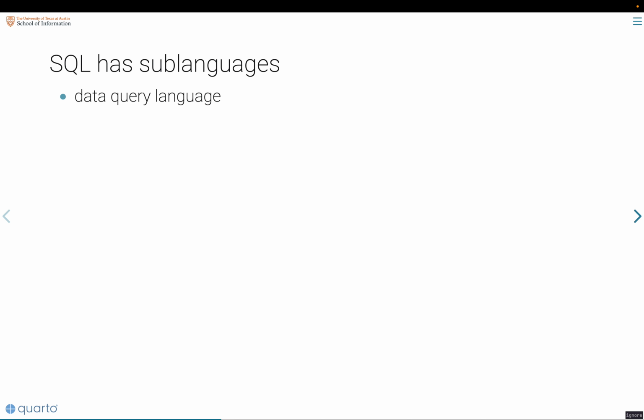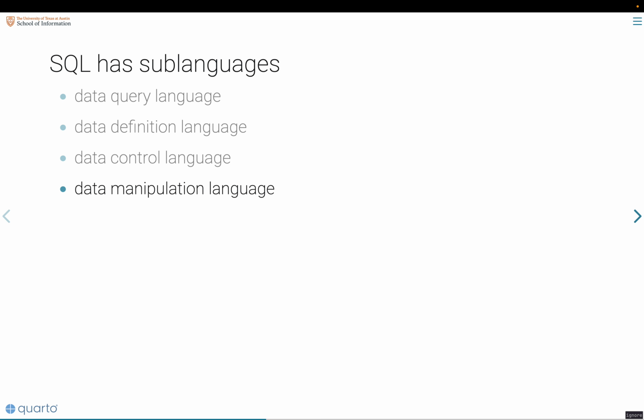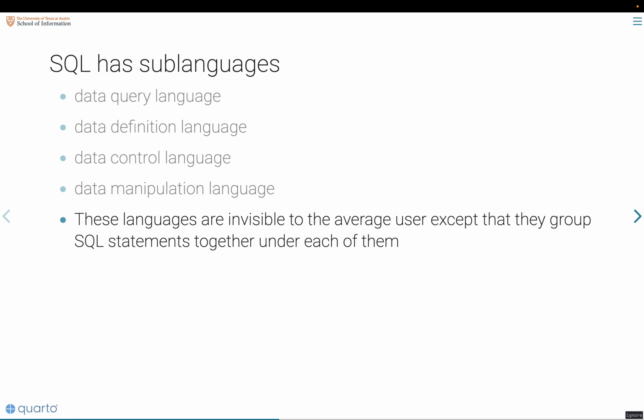And it has sub-languages. So the data query language, the data definition language, the data control language, and the data manipulation language. And these languages are invisible to the average user except that they group SQL statements together under each of them.